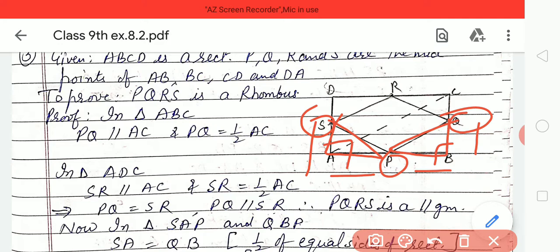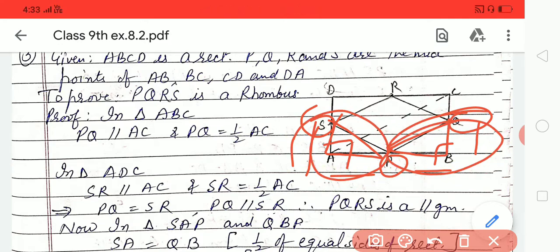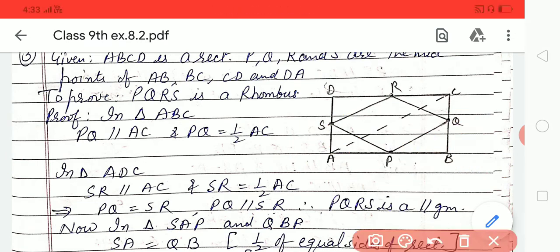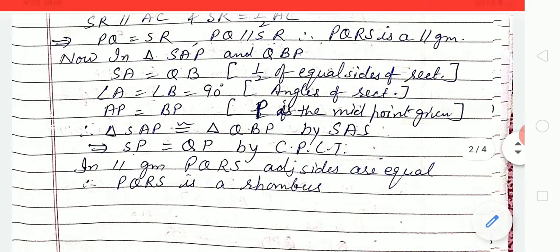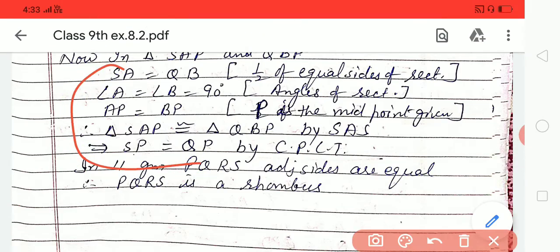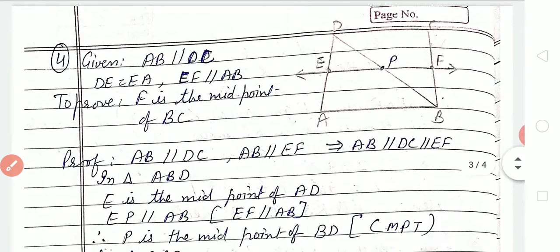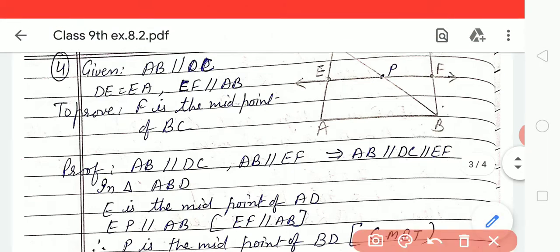So by CPCT, these two triangles are congruent. Now by CPCT you can say that SP equals PQ, and SP and PQ are adjacent sides of the parallelogram, and if adjacent sides of the parallelogram are equal, it is a rhombus. So PQRS is a rhombus. That is what I taught, it is written here, you can see from here, right? Come to question number 4.